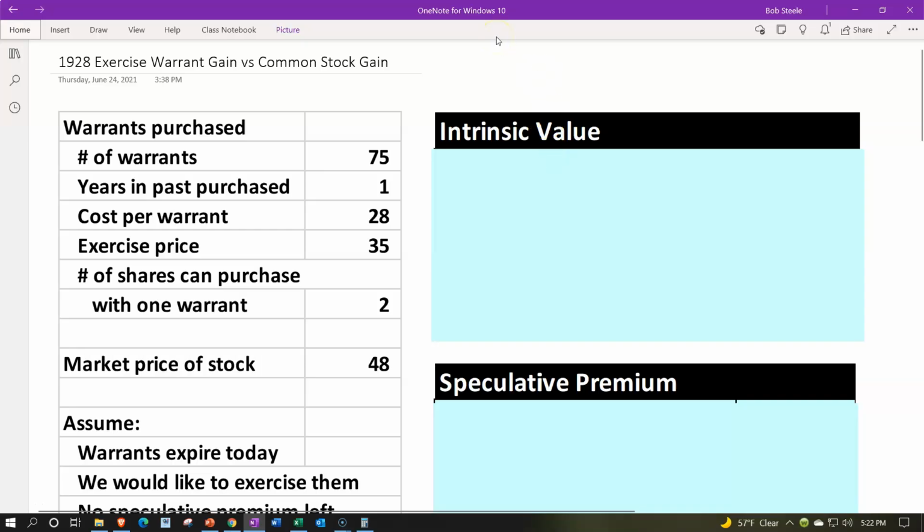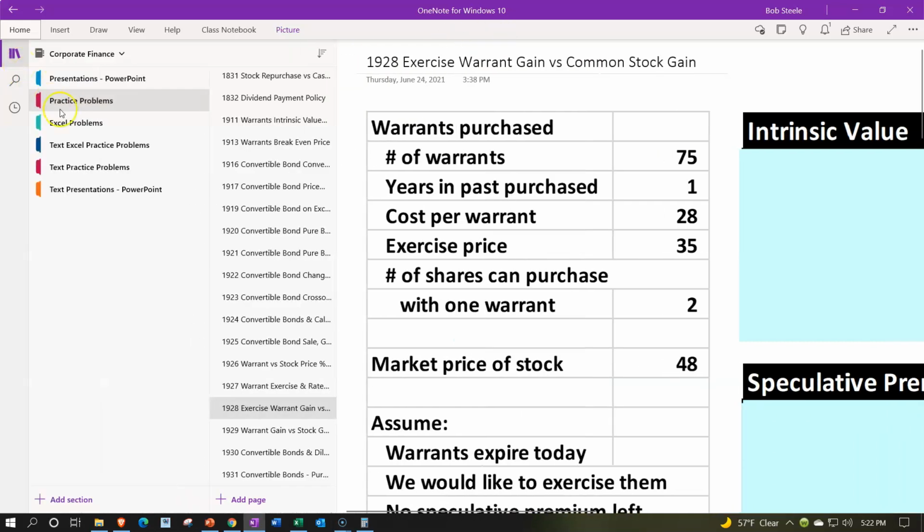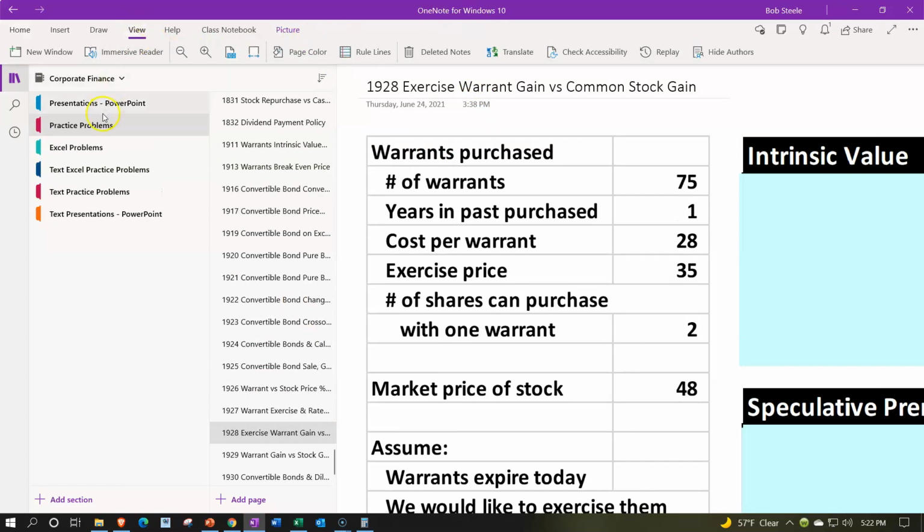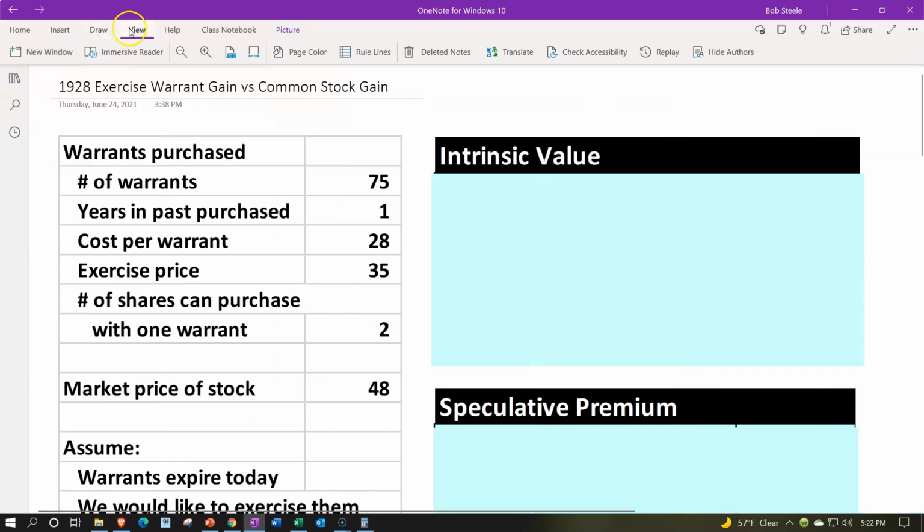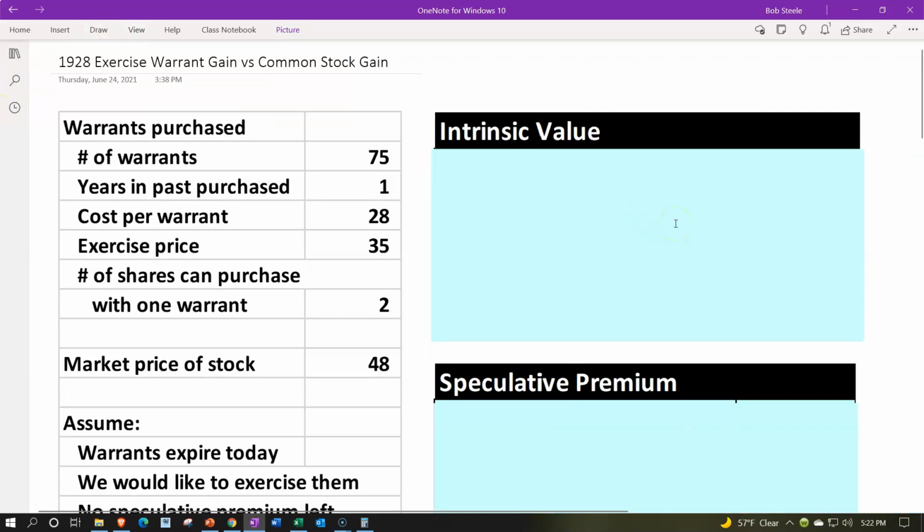If you have access to OneNote and would like to follow along, you're not required to, but if you would like to, we're in the icon on the left-hand side, the Practice Problems tab, down in the 1928 Exercise Warrant Gain versus Common Stock Gain tab. Also note, when using OneNote, look at the Immersive Reader tool. Our presentations will also be down in the text area with the same name, same number, but with transcripts that can be translated into multiple different languages and either listened to or read in them. Closing the icon, we have our information up top, and the calculations will be on the side and on down below.